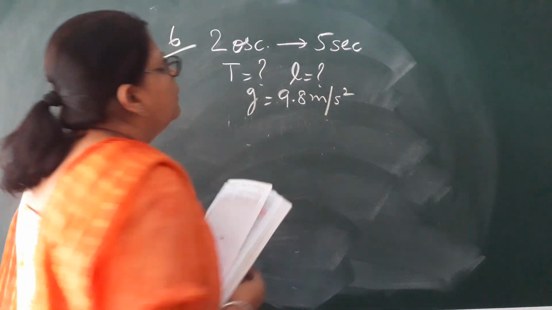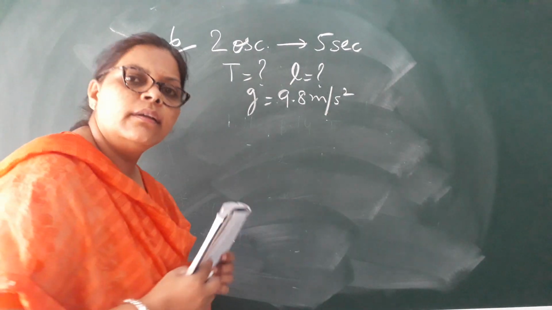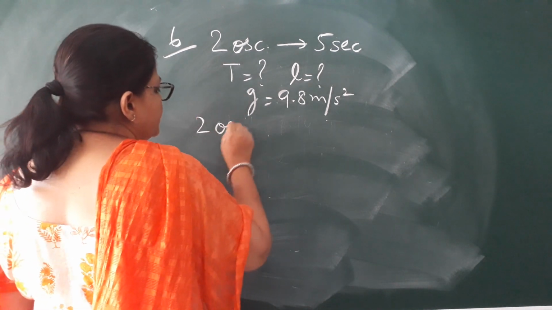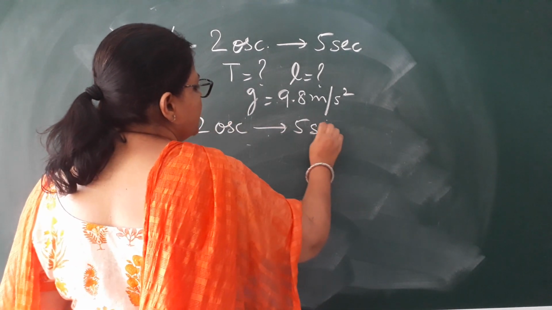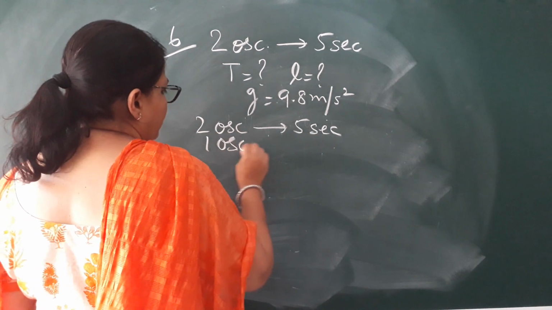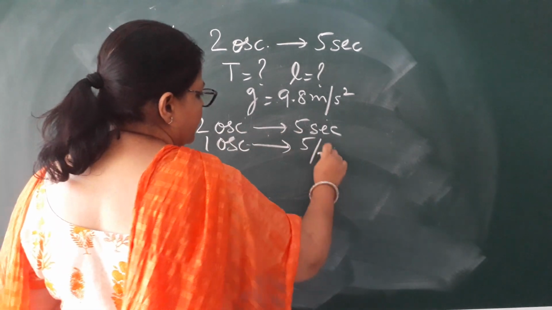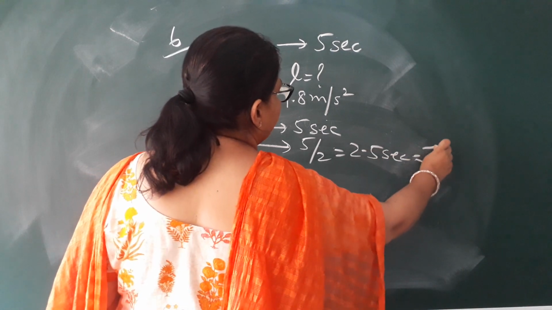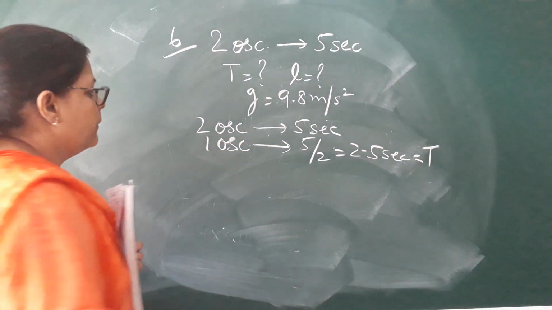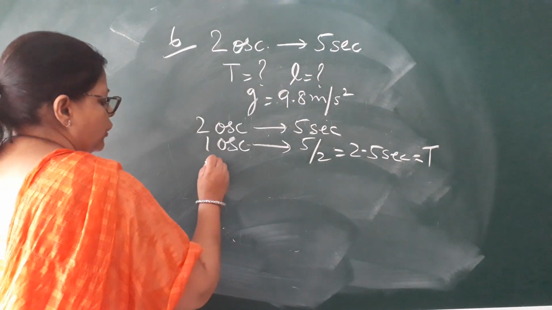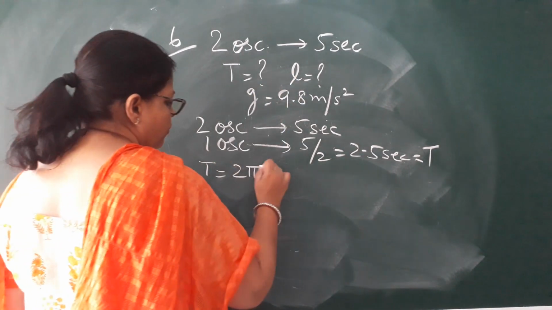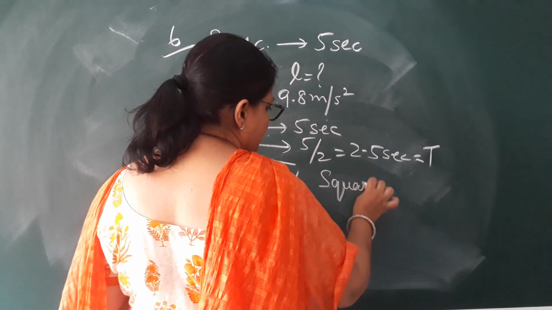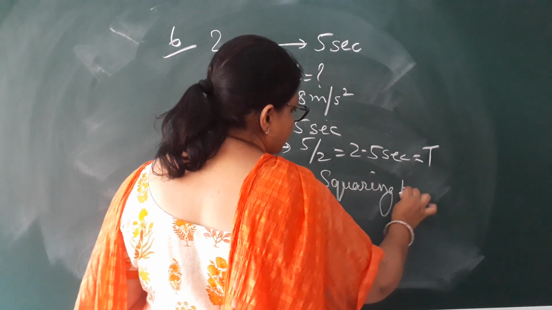Now here, first of all, what is time period? Time needed to complete 1 oscillation. So if 2 oscillations take 5 seconds, so 1 oscillation is going to take how many seconds? 5 by 2. That is 2.5 seconds. So that's your time period. You have found out the time period. Now we have to find out the value of L. We use the formula T is 2 pi under root L over g. Squaring both sides, we square both the sides. Squaring both the sides, what do we get?